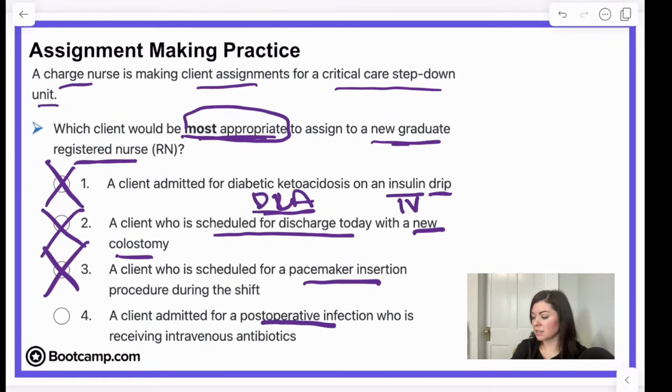So a client that's got a post-operative infection with IV antibiotics is a very simple care plan that would be appropriate. Now let me give you an example of when this maybe wouldn't be correct.